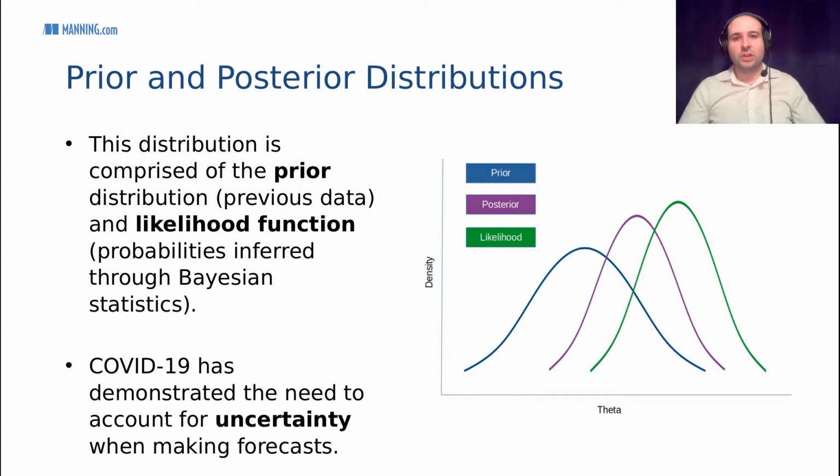Which brings us to the likelihood function. Once we've formulated our prior belief, we then come up with a likelihood function, which is the actual data that we are observing. And then when we combine the prior beliefs and the likelihood function together, we come up with a posterior distribution, which adjusts our prior distribution based on what we have actually observed.